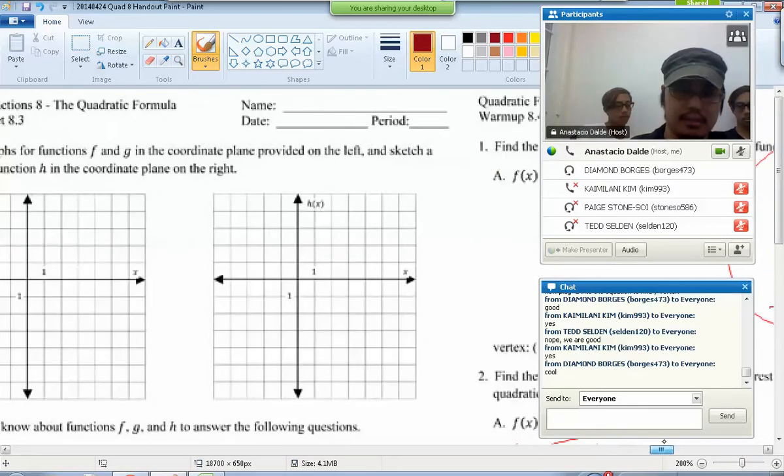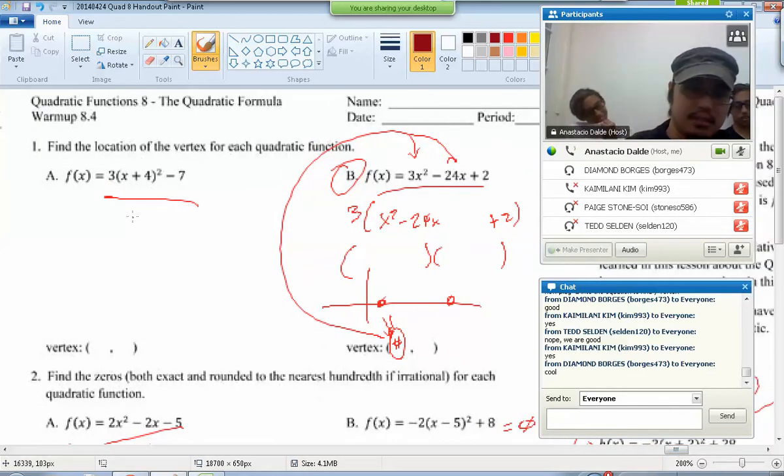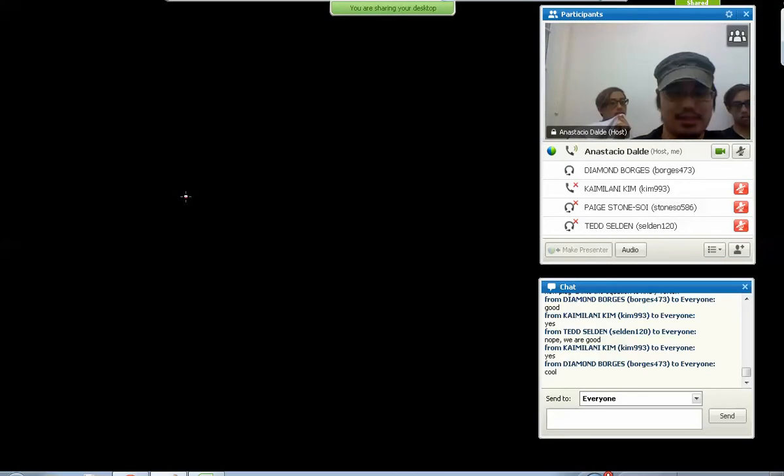Let's go to the very end. Okay, fine. The location of the vertex for each of these quantities. Well, if it's given to you in vertex form, that's really nice. Finding the vertex is pretty simple.